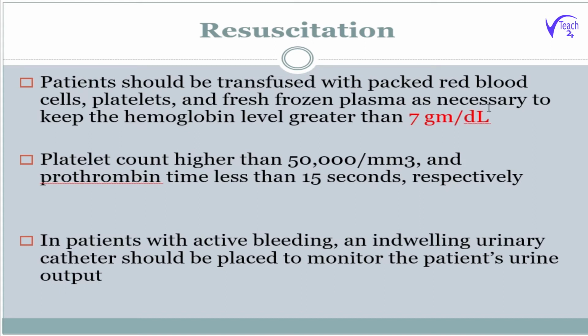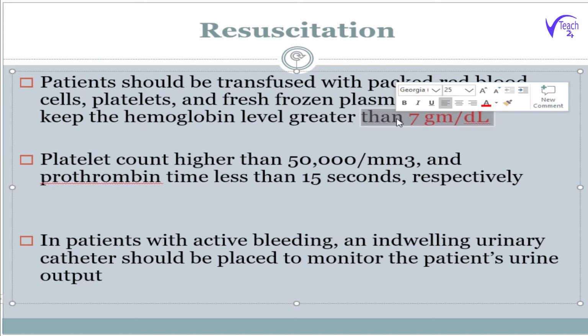And this is in general, but when you are dealing with an elderly patient, you need to keep the hemoglobin level slightly higher, up to 10 grams per deciliter, to prevent the patient from developing myocardial ischemia.